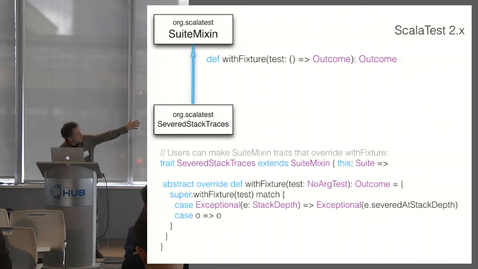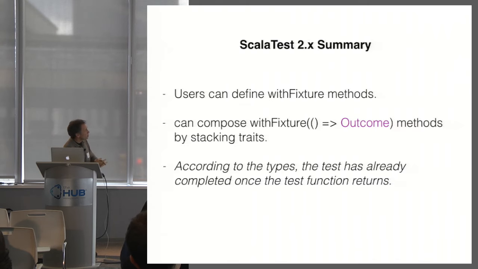SeveredStackTraces is actually one in ScalaTest that does this. You extend Suite mix-in, you have a self type of Suite, and then you override one of the lifecycle methods, in this case withFixture. What this one does is, for a TestCanceledException or TestFailedException, it will actually take off the top part of the stack trace that is above exactly where the assertion was that failed. So it's changing the outcome: if it's a stack depth exception, it will truncate or chop off part of the stack trace.